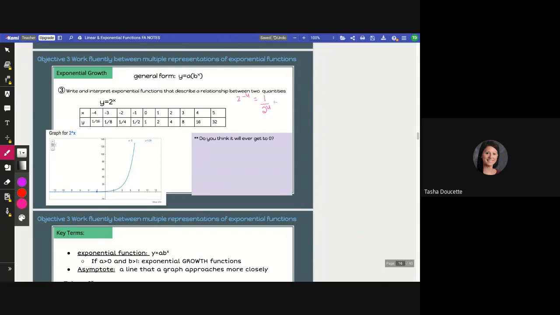Doing it this way gives us a positive exponent. So 2 to the 4th power is 16, so we get 1 over 16. So then we have 2 to the negative 3, and that is 1 over 2 to the 3rd. And that gives us 1 over 8, or 1/8. Okay, so that's a very quick refresher of negative exponents.